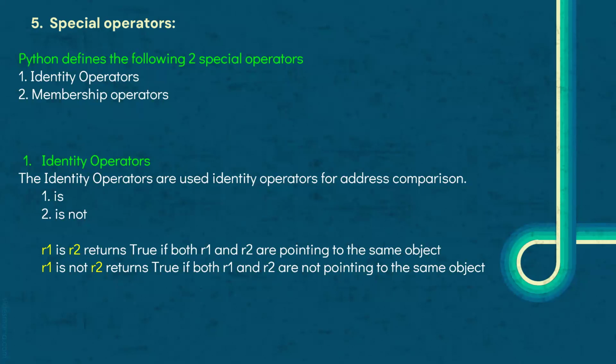Okay. So in the special operator, we have two kinds of operators: one is identity, one is membership. What the special operator actually does is a comparison between the objects present inside a collection. You'll ask me, what is a collection? A collection is a group of elements stored in a data type, like list data type or tuple data type. You'll get to know in the next chapter, which is on data types.